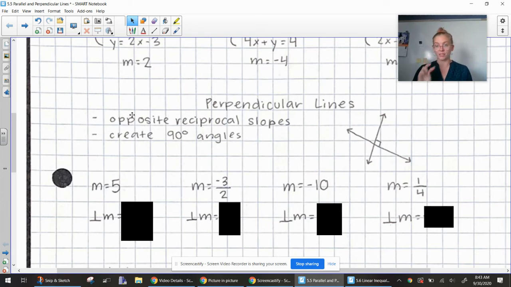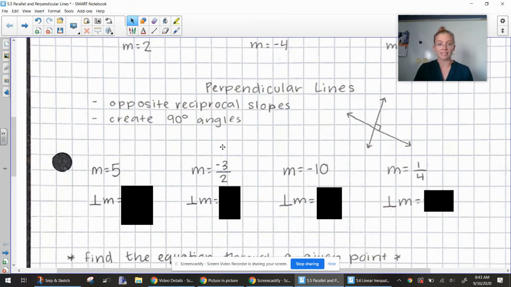So two big math words here. Opposite means positive to negative or negative to positive. So opposite means we're changing the sign of the slope. Reciprocal is a flipped fraction. So we're changing the sign of the slope with opposite, and then we're flipping our fraction with reciprocal. And let's look at 4 examples.